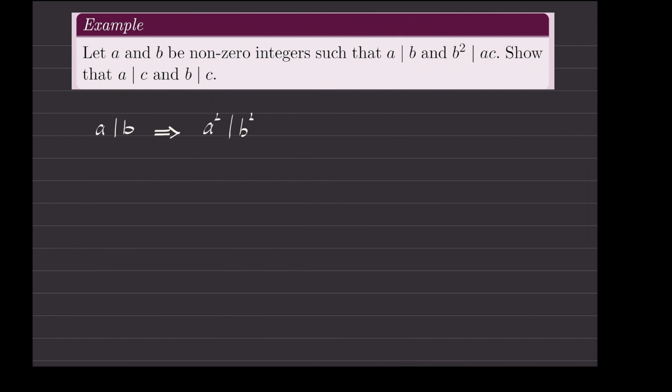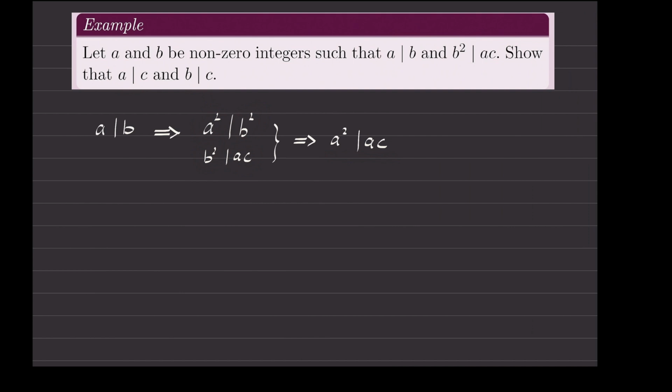Okay, but now look. This is what I can conclude. This is what you are giving to me again. You are telling me that b squared also divides ac. Using transitivity, I can conclude that a squared divides ac. Is that right? A squared divides b squared, which itself divides ac. So, by transitivity, I can immediately conclude that. But can I simplify both sides by a? The answer is yes, because the leftovers are still integers.